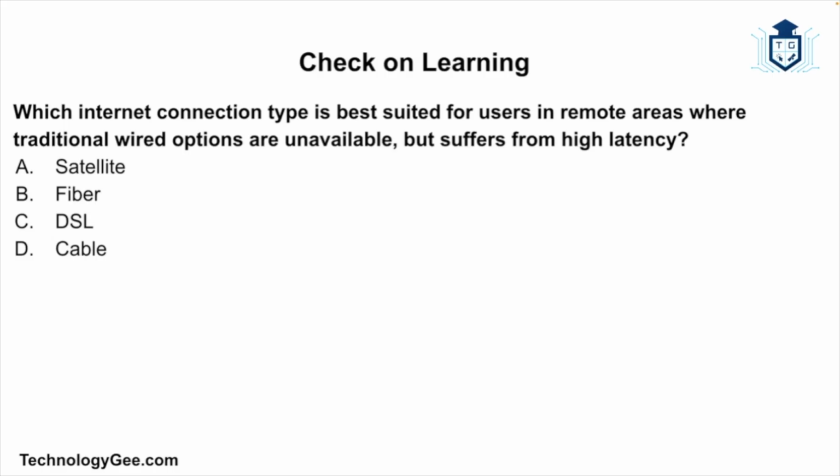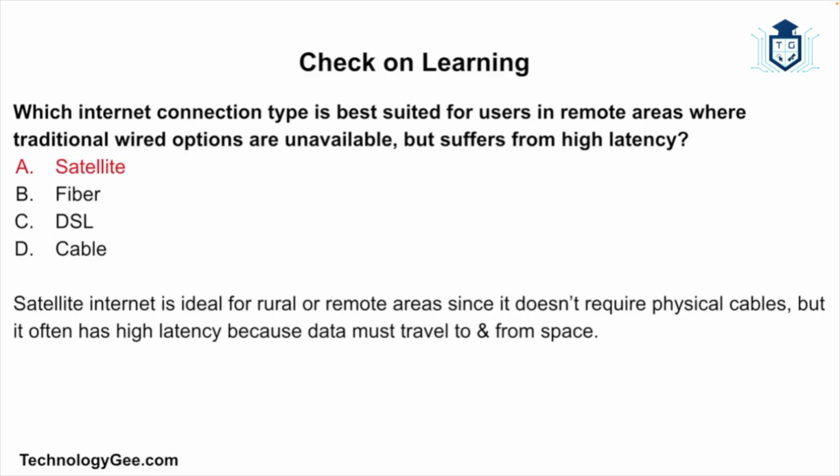So our first question is, which internet connection type is best suited for users in remote areas where traditional wired options are unavailable, but suffers from high latency? Would this be satellite, fiber, DSL, or cable? And the correct answer is satellite. So satellite internet is ideal for rural or remote areas since it does not require physical cables, but it often has high latency because data must travel to and from space.